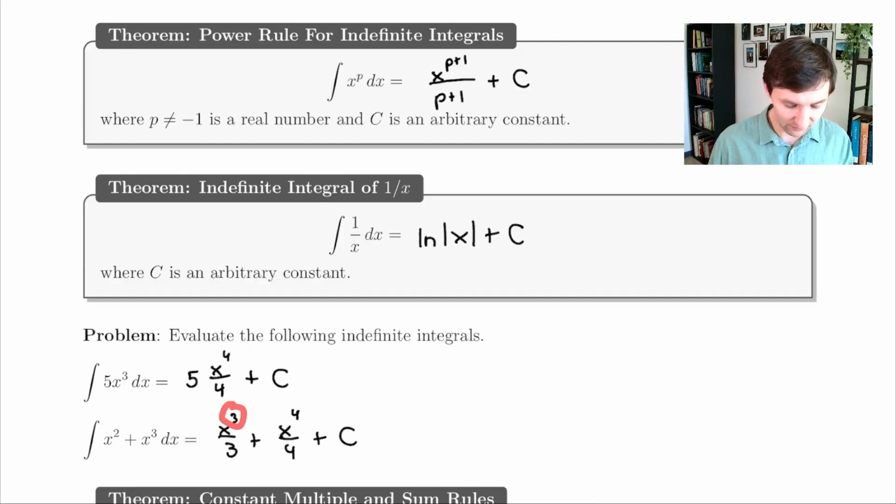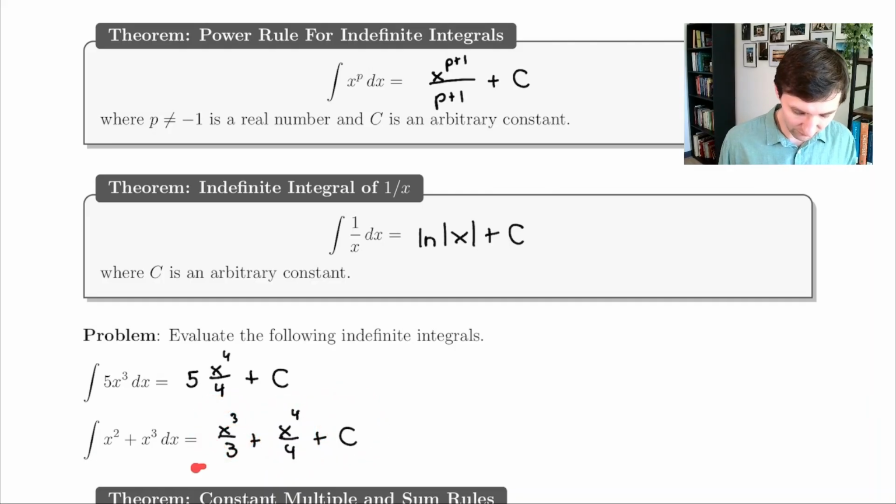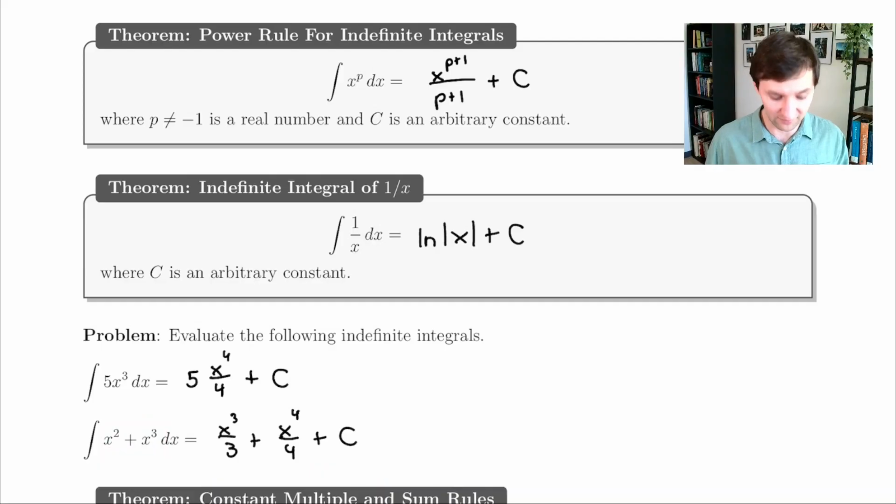I take the derivative here, 3 comes down, cancels with the 3 in the denominator, and I get x squared. When I do the same thing here, I get x to the third power. When I take the derivative of c, I get 0, which means when I take the derivative of the expression on the right side, I get exactly this expression, this function.